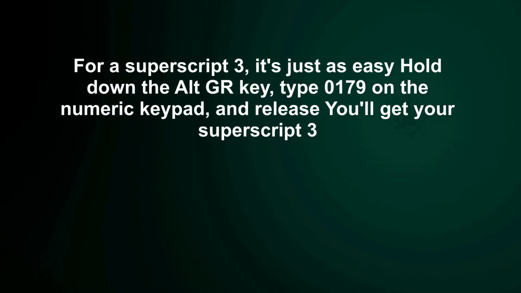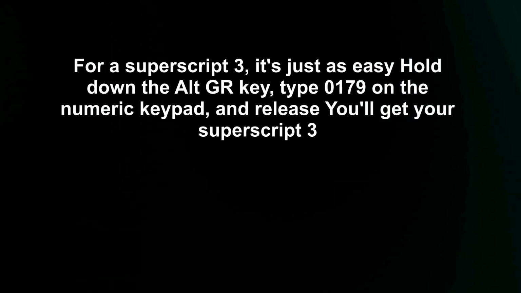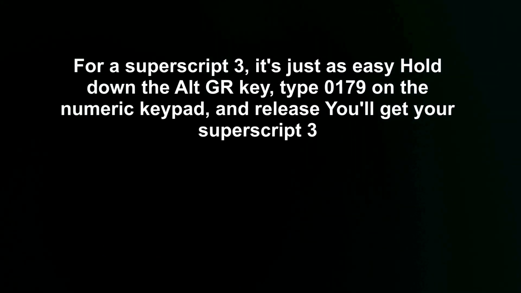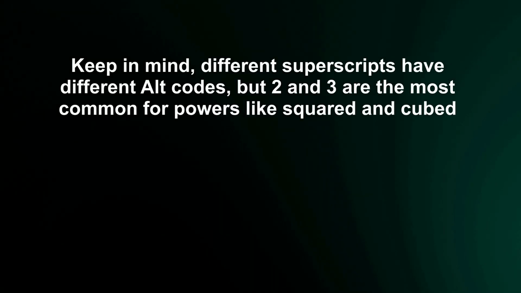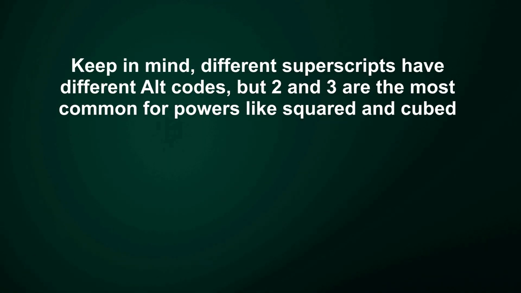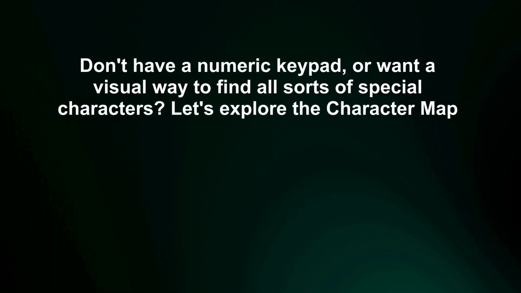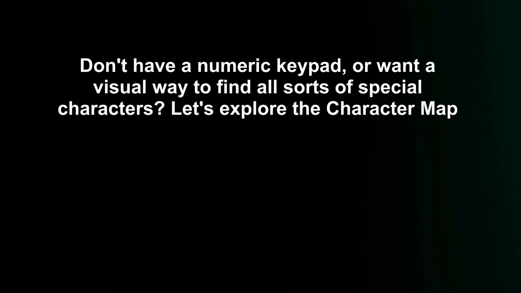For a superscript 3, it's just as easy. Hold down the Alt-Gr key, type 179 on the numeric keypad, and release. You'll get your superscript 3. Keep in mind, different superscripts have different Alt codes, but 2 and 3 are the most common for powers like squared and cubed.